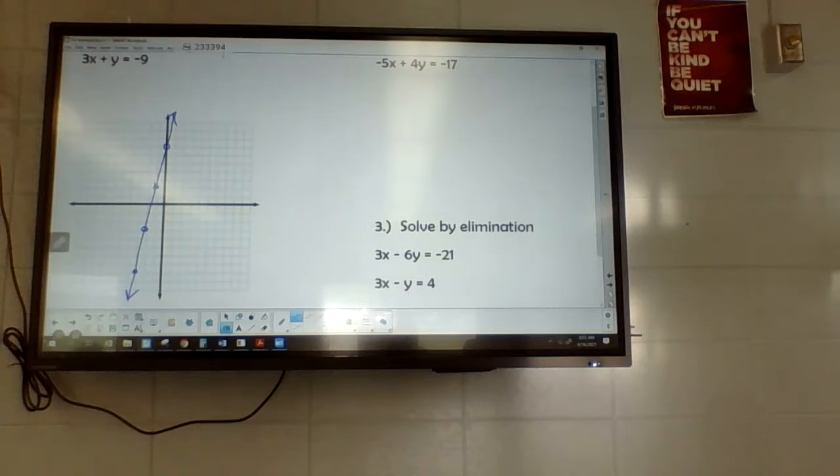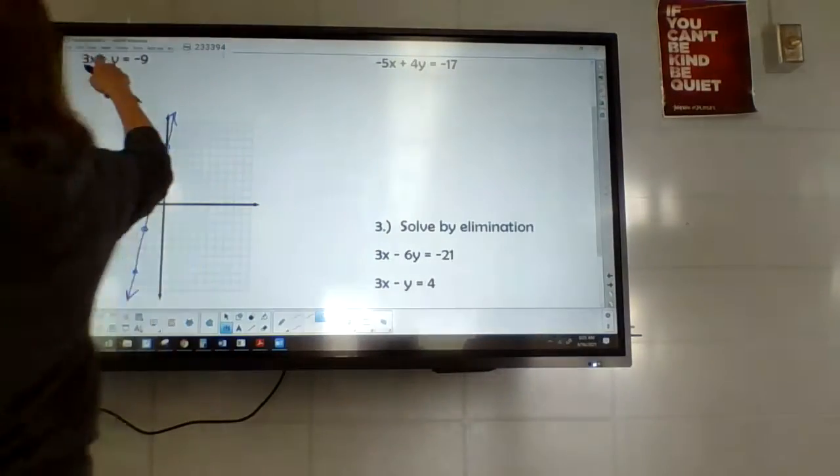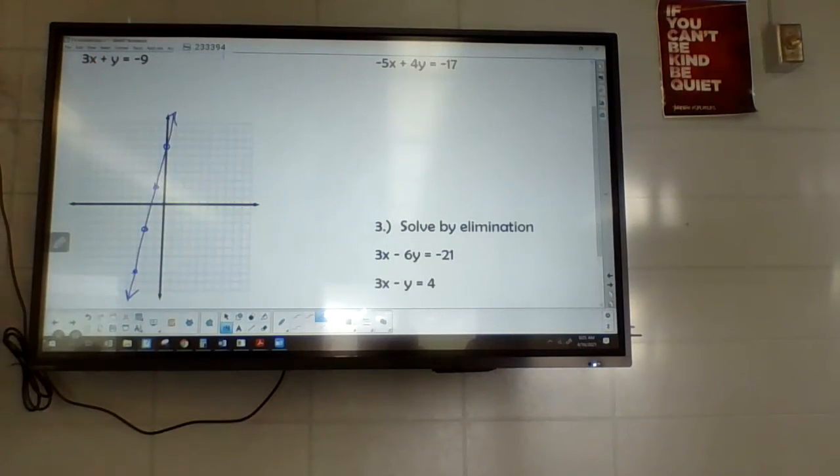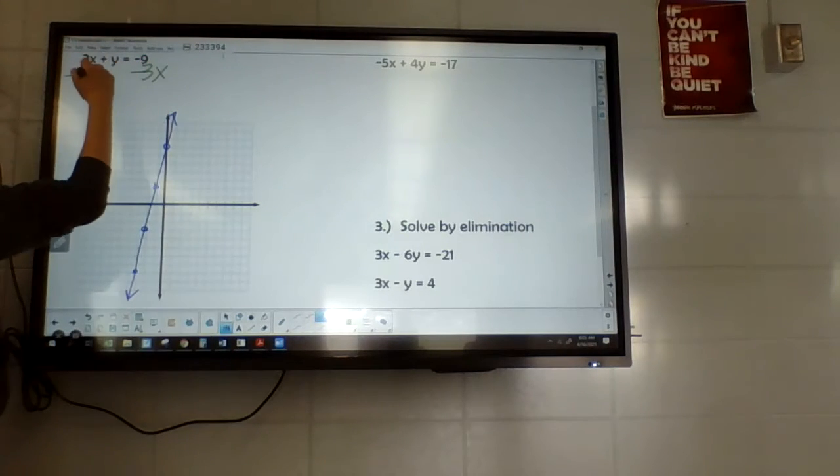Once I have that, then I have to get my other line in order here. So I need to get the y alone. This time, though, rather than dividing, we're going to move that 3x away, so we're going to subtract it. So I'm going to subtract a 3x from each side.